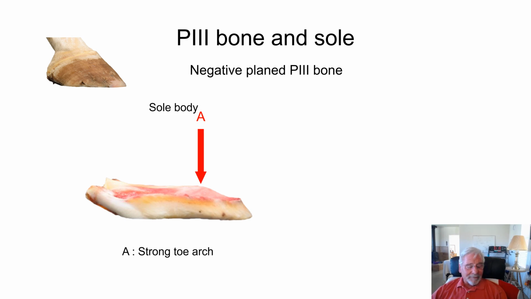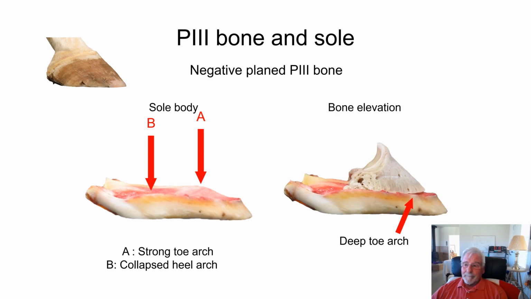Now, soles have different depths, different arches. This particular sole has a deep toe arch, but it also has a collapsed heel arch. So as body weight stands on the top of the sole, the arch can collapse, and that's what's happening. This will produce a negative plane P3 bone.